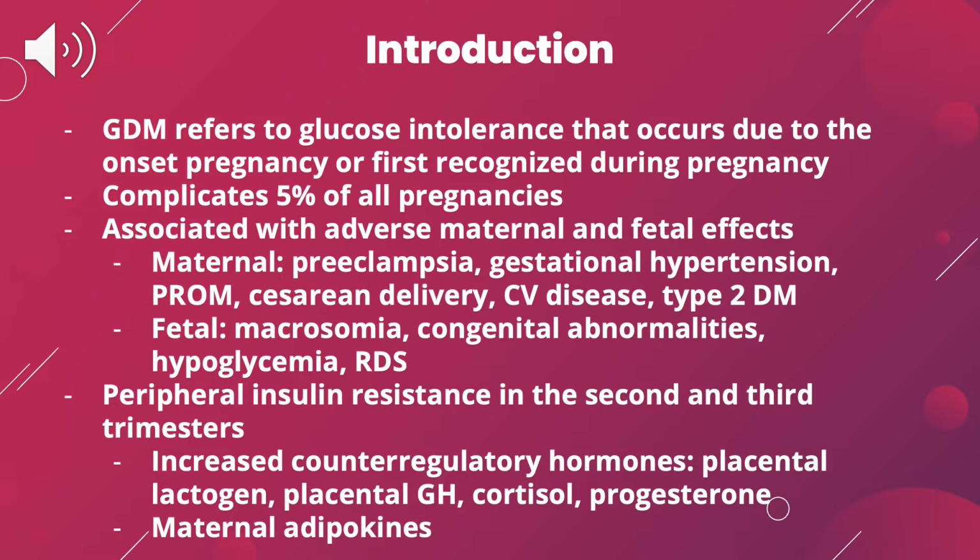Pregnancy is associated with increasing peripheral insulin resistance, which is more prevalent in the second and third trimesters. This is believed to be due to increased levels of placental lactogen, placental growth hormone, cortisol, and progesterone. Placental lactogen correlates with insulin requirements of parturients with type 1 diabetes. Therefore, it is highly implicated in the development of gestational diabetes. Maternal adipokines are involved as they help to provide maternal energy sources to the fetus as well.